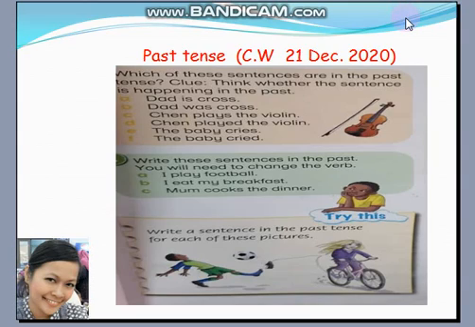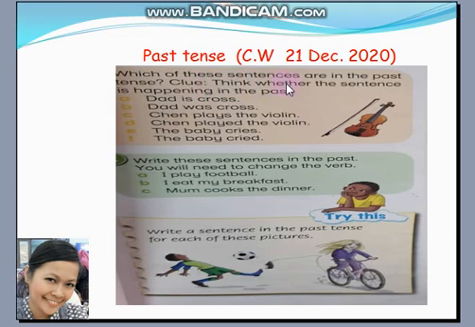So this will be your classwork for today, December 21st, 2020. You will find this activity on your Hodder Learners book, page 17. The title of the page is Past Tense. Activity number 1. Which of these sentences are in the past tense?